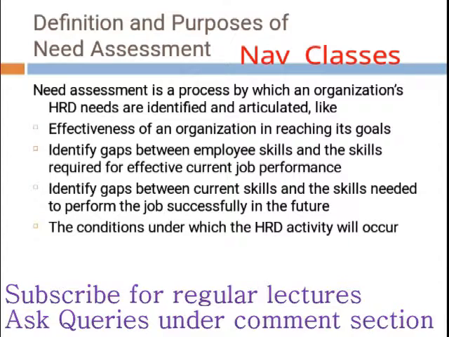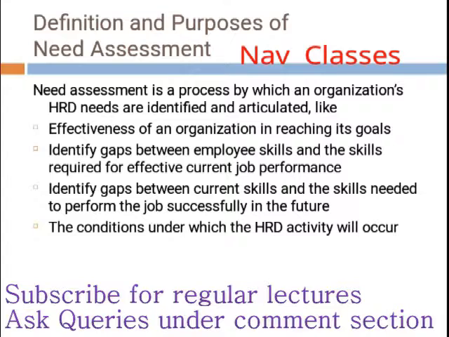Need assessment can identify an organization's goal and its effectiveness in reaching these goals. Okay, what are the goals of organization and how we can achieve those goals. And then we see at current level, second point is for current level, discrepancies or gap between employee skill and skill required for effective current job performance. Whatever the job the personnel is doing right now, we see whether they have their required skills right now to do the current job or not.